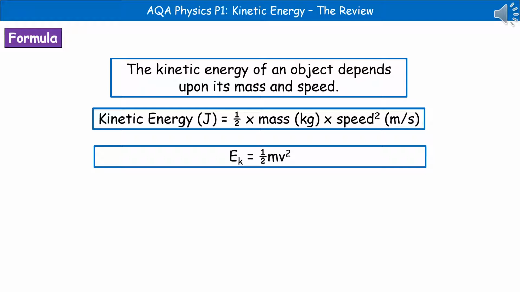So the formula you need to learn is in the middle there. Kinetic energy in joules is half times the mass in kilograms times the speed squared in meters per second. And I've also given you the shorthand version there, which is EK equals half mv squared.